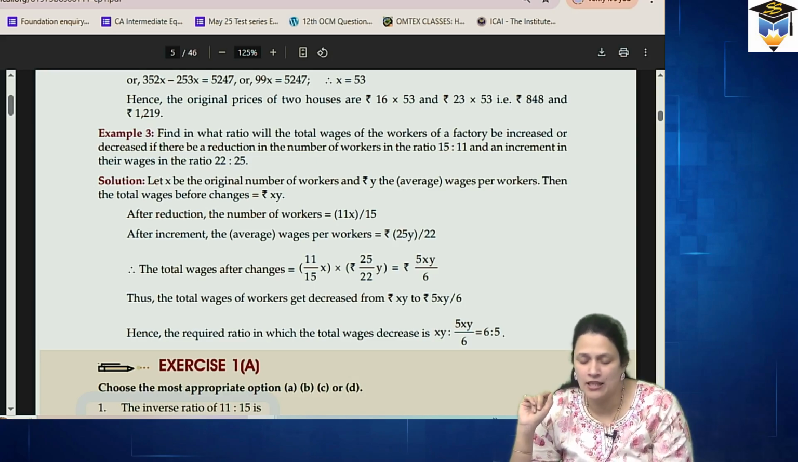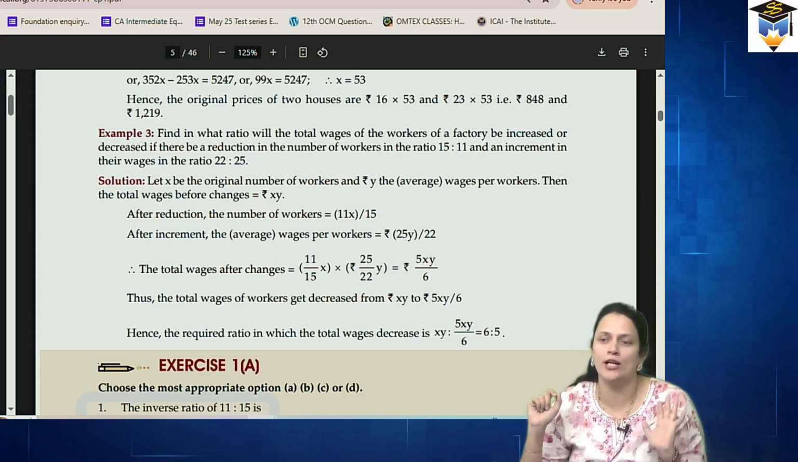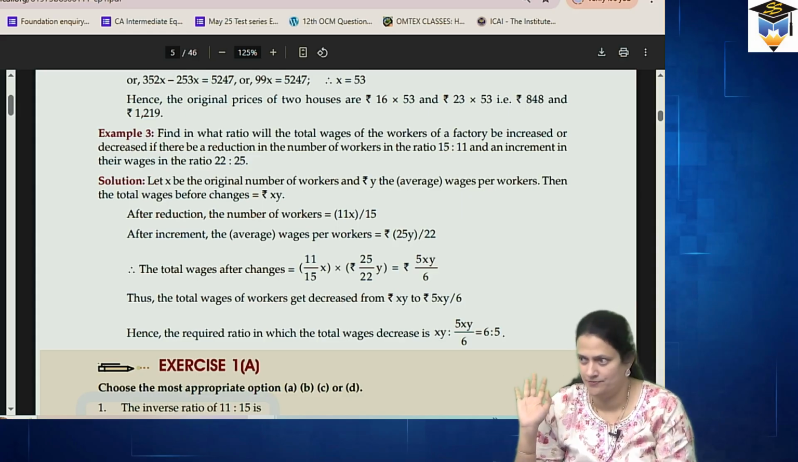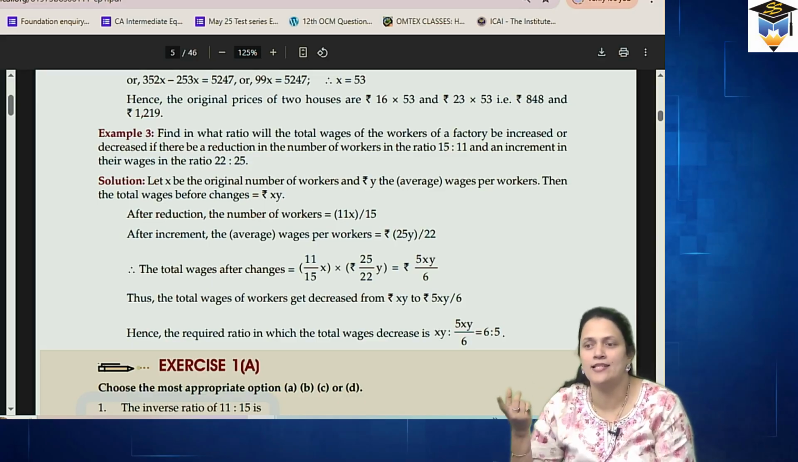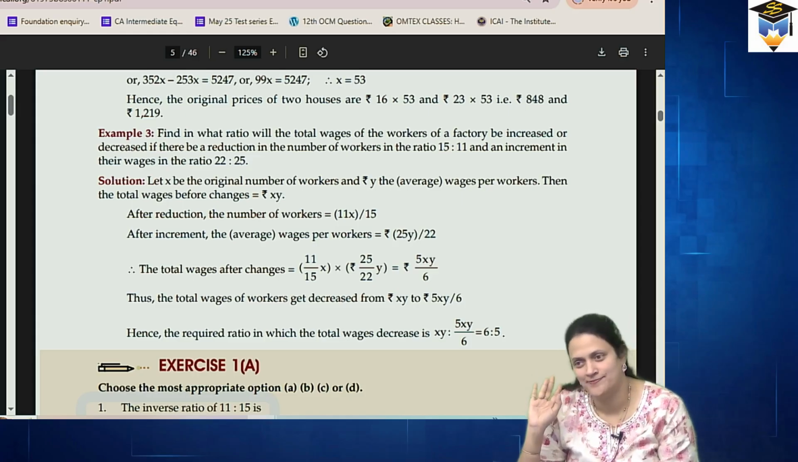So now they have asked us the ratio in which the total wages decrease, again reciprocal, because decrease means initial quantity has to be greater than the second quantity which you get, that is why we took the reciprocal of this also. Understood? Please write this down, write it down.